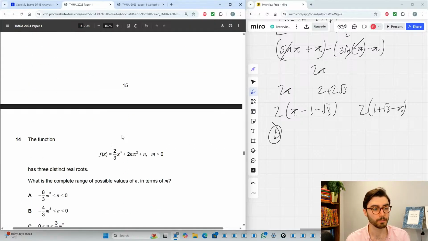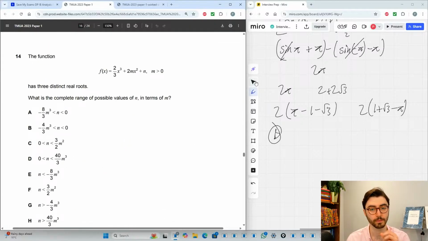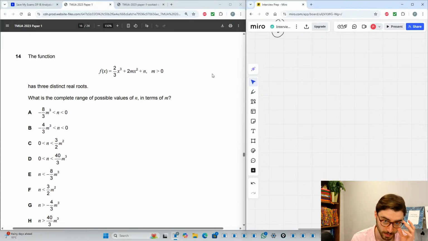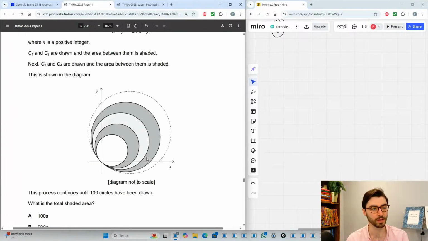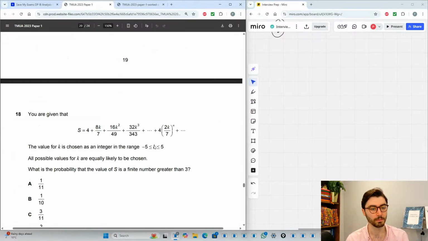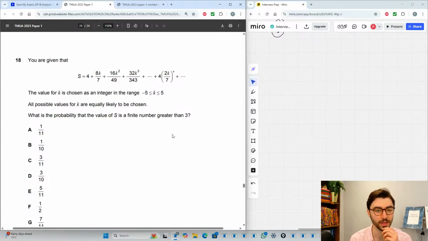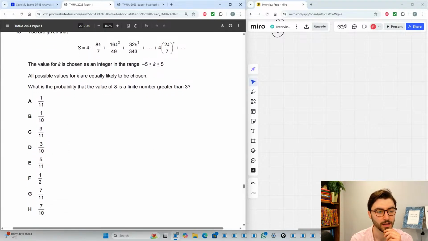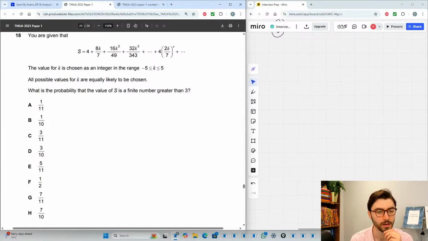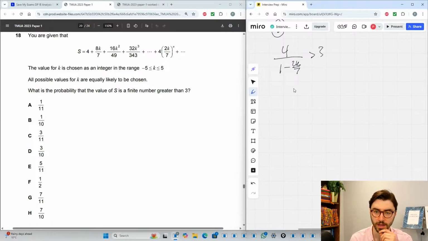I didn't like this. I much preferred 18. I want to have another go at 18, because I liked what I was doing there. I think I had that right. A over 1 minus r is the sum to infinity. And that has to be bigger than 3.